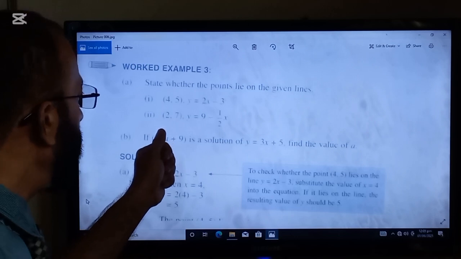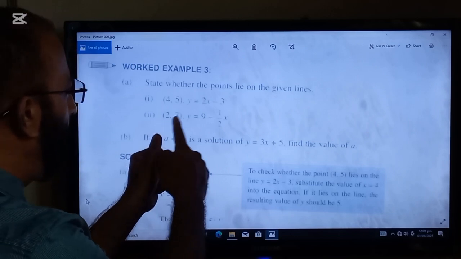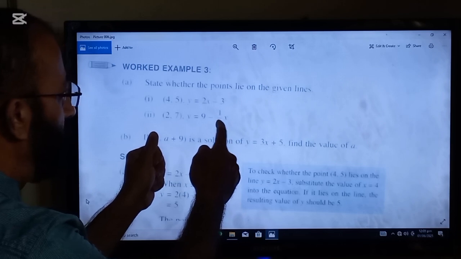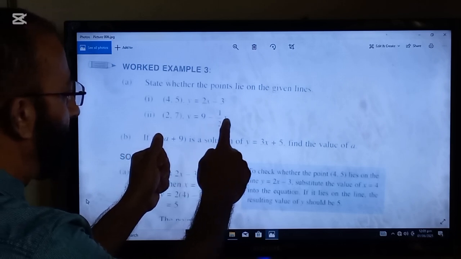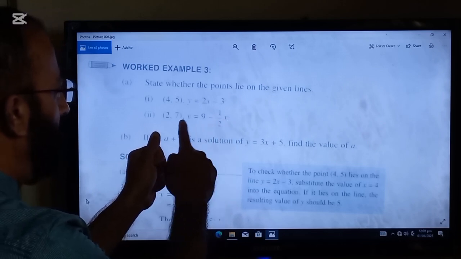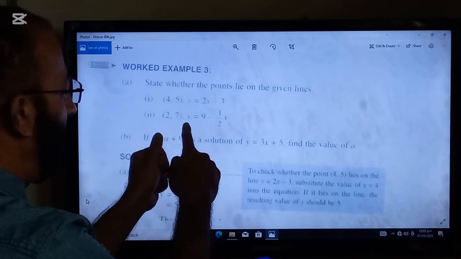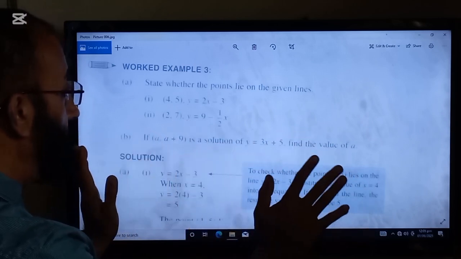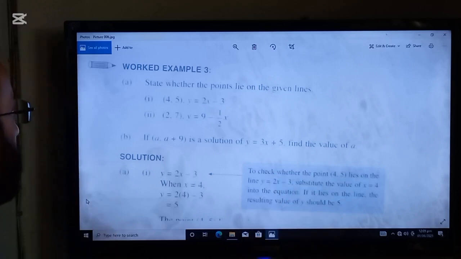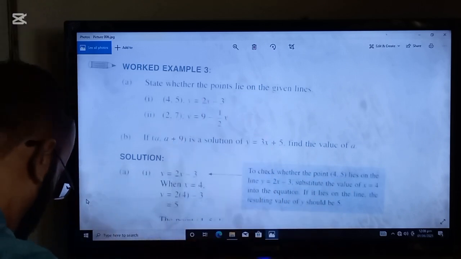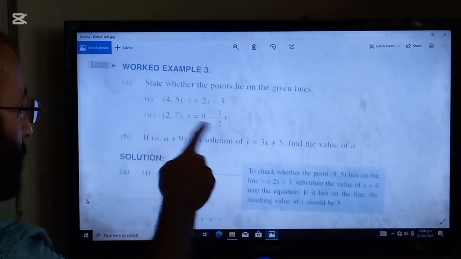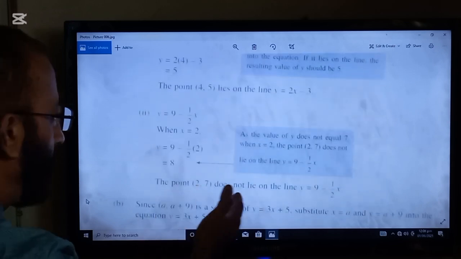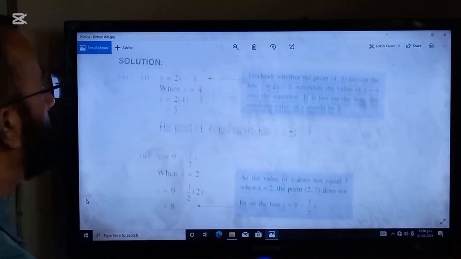This is the second part. The x coordinate will be placed in place of x, so these 2 will be cancelled, 1 will remain here, so 9 minus 1 will be 8, and the value 7 will be placed here, so 7 is not equal to 8. So it means this point is not lying on the line because the two sides are not satisfying each other. The point does not lie on the line.